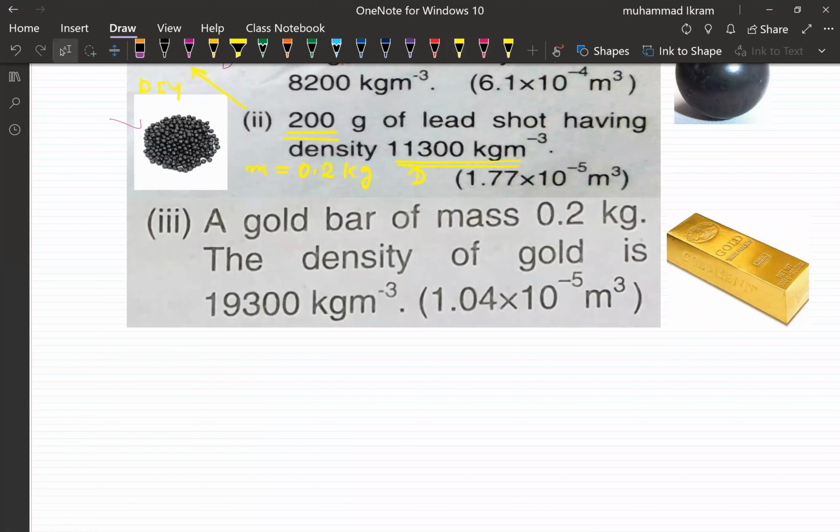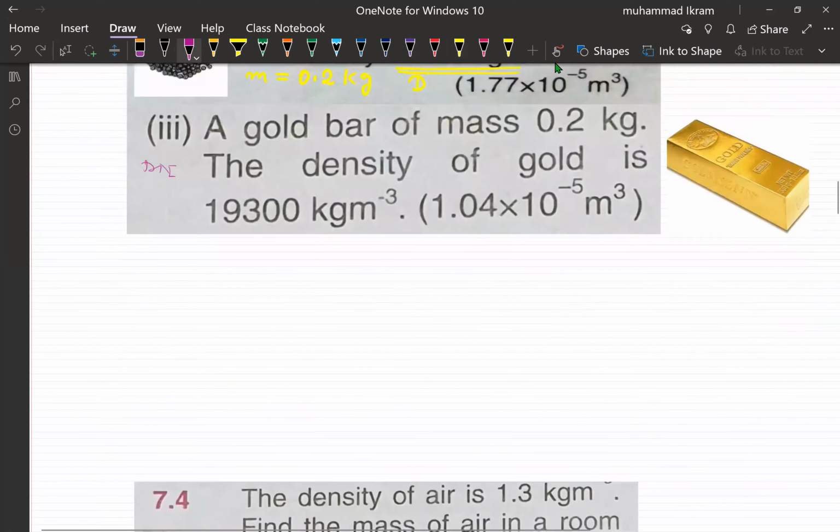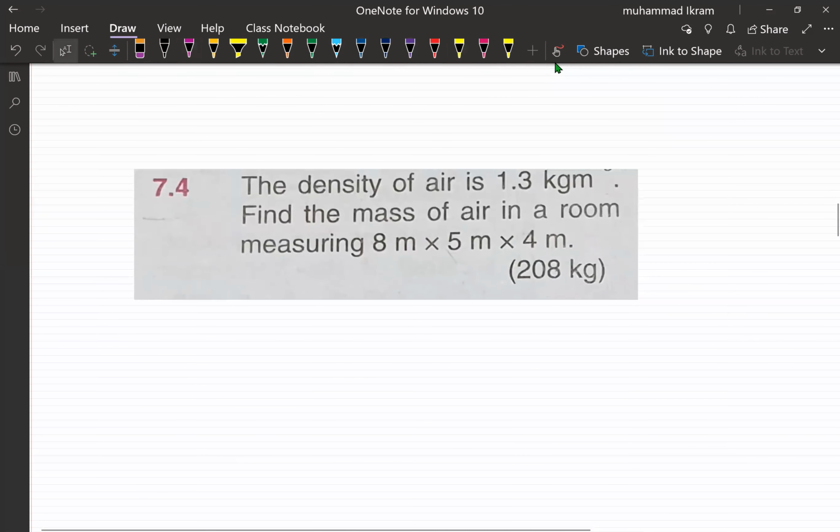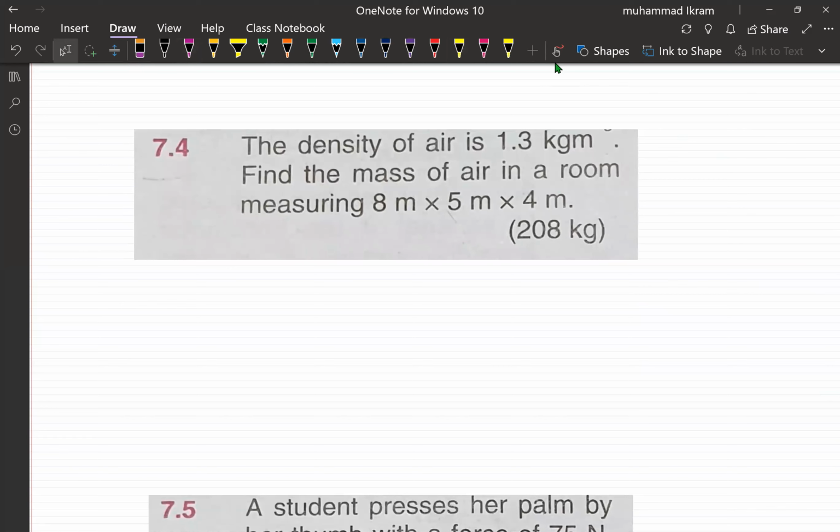The third one is a gold bar of mass 0.2 kilogram. The density of the gold is this. Again, this is also very easy, so do it yourself. Use the same formula as above in this question. The next one: the density of the air is 1.3 kilogram per meter cube. Find the mass of the air in a room measuring 8 meter, 5 meter and 4 meter.